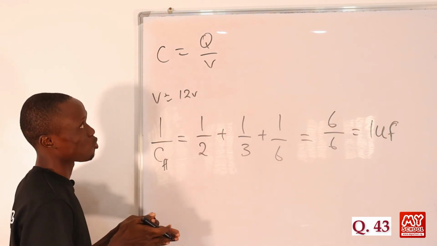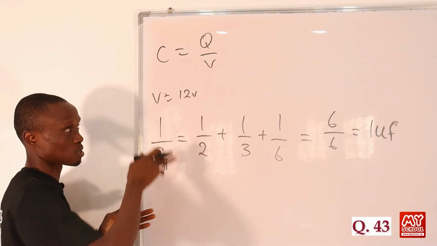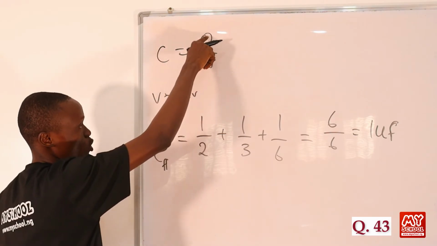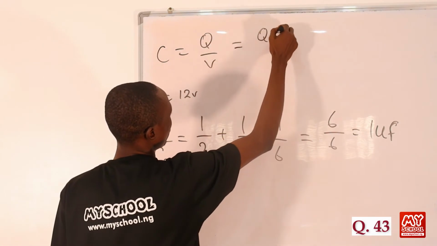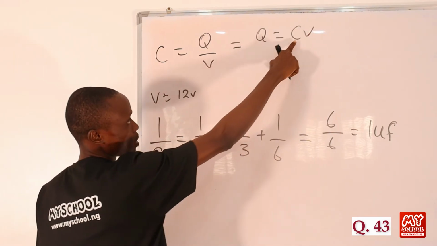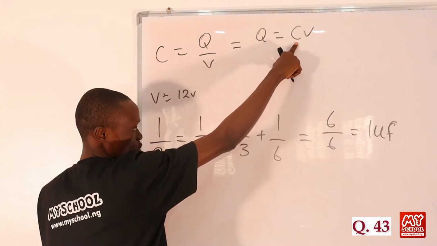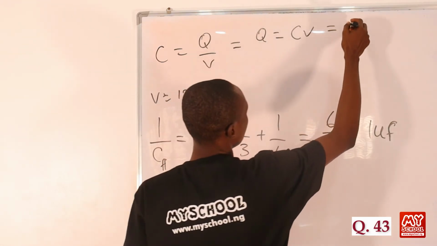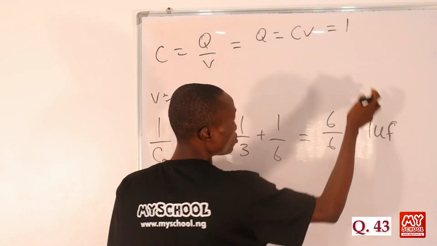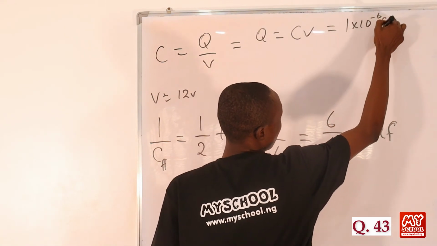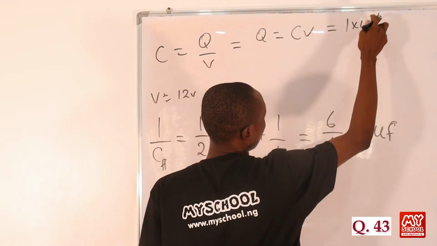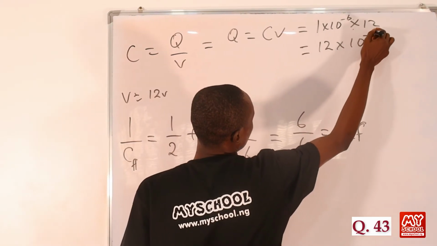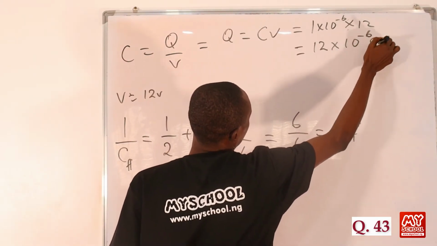The next step is for us to calculate the quantity of charge that went through the three capacitors. To calculate that, we are looking for Q. So we make Q the subject of the formula, so that Q is equal to CV. Remember that our C represents the effective capacitance in series, which is 1, and our V represents the voltage. Remember that 1 microfarad means 1 times 10 raised to power minus 6 farad. So it will be 1 times 10 raised to power minus 6 times 12, so that we'll be having 12 times 10 raised to power minus 6 coulomb.